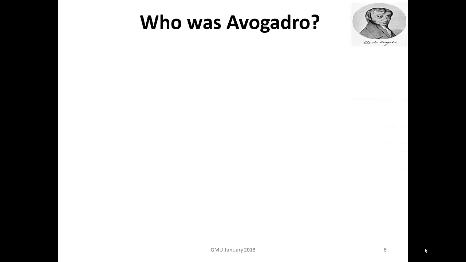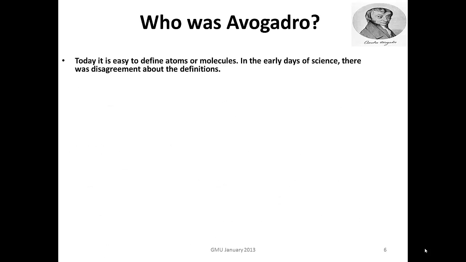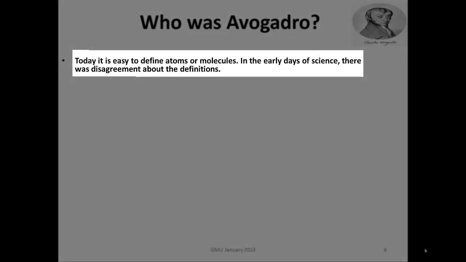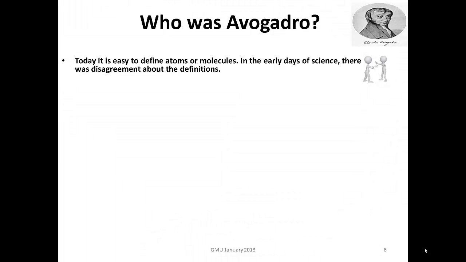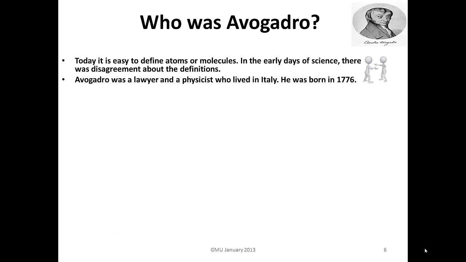Now, who was Avogadro? We have a picture of Avogadro shown, and we need to realize that today it is easy to define atoms or molecules. In the early days of science, there was disagreement about the definitions. Avogadro was a lawyer and a physicist who lived in Italy. He was born in 1776.